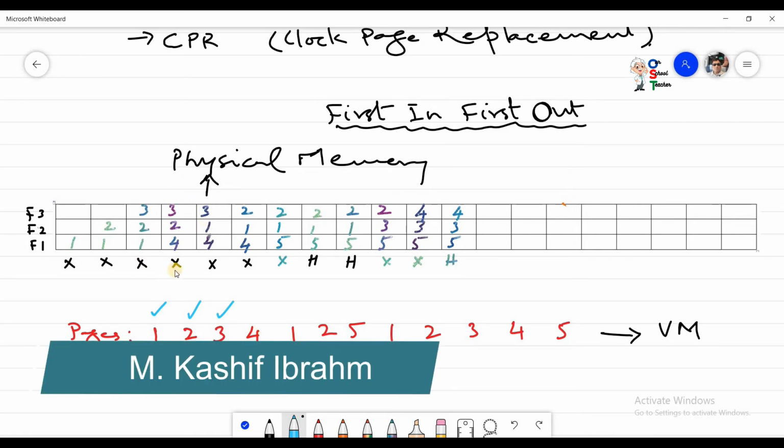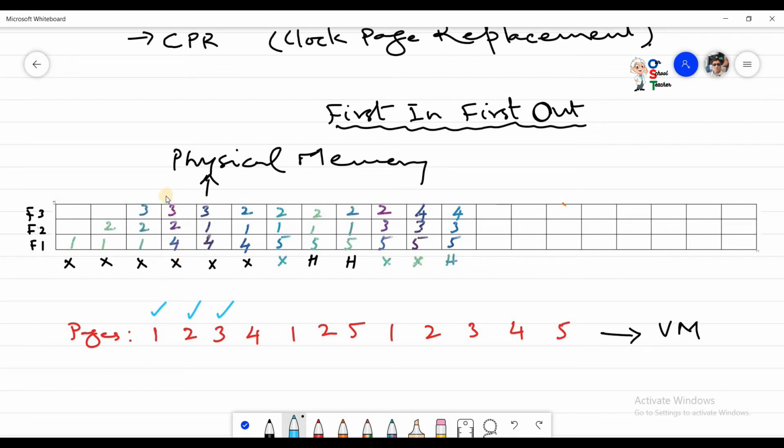So which frame or which page will be removed from the memory? According to our algorithm, first in, first out, the oldest page which was kept in the memory will be removed. So that is page number one. So what happened? We have to remove this one, and at this place we will put page number four. Other frames will remain same. In frame number two, page number two was there. In frame number three, page number three was there.